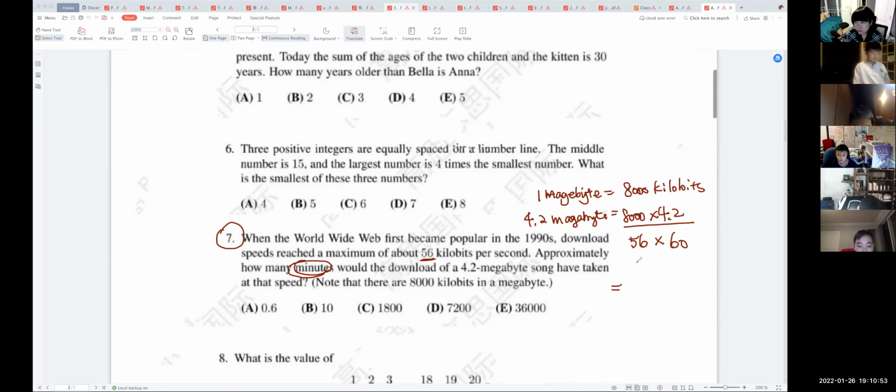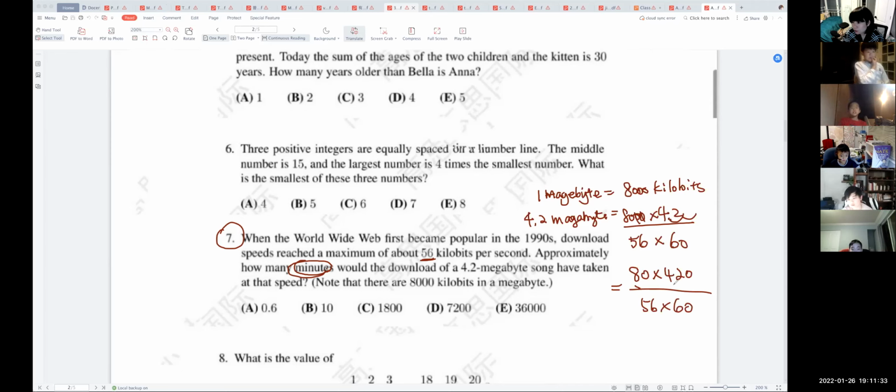So how do I calculate those questions? Remember, in the class before the AMC 8, we went through this. I don't know if any of you still remember. I'll teach you how to calculate fast. So 8,000 times 4.2, and you look at it, beneath there is a 60. So what I'm going to do is change this question into 80 times 420. I move this one by 2 decimals and take away 2 zeros, and divide by 56 times 60.